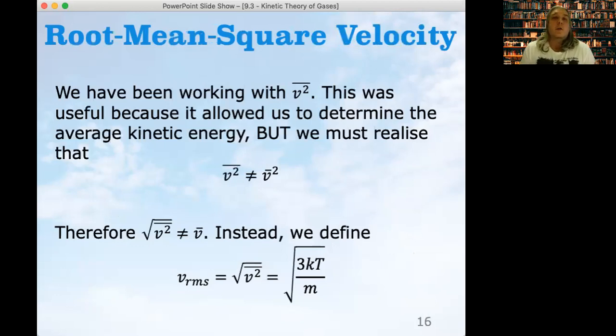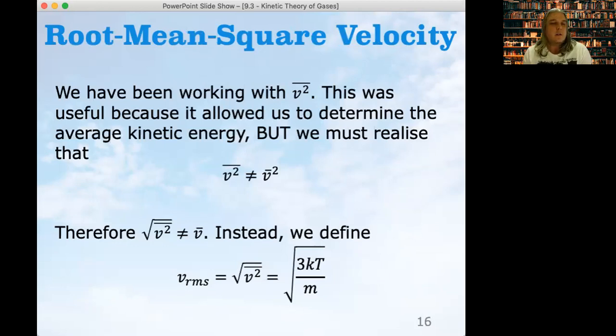Another thing that's worth being really clear about is that we've been talking about the average of the square velocities, right? And the average of the square velocities is not the same as the square of the average velocity. Those are two different statements, because in one you're squaring all the velocities on their own and then averaging them. In the other, you're averaging all the velocities first and then squaring the average result. So it's a very big difference.